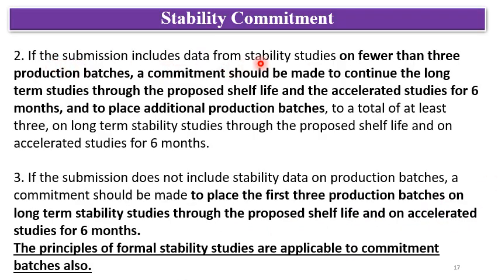Then if the submission includes data from stability studies on fewer than 3 production batches, that means batches are less than 3 batches, commitment should be made to continue long-term stability studies throughout the shelf life and accelerated studies for 6 months, and to place additional production batches to a total of at least 3 on long-term stability studies throughout the proposed shelf life and on the accelerated studies for 6 months. This is nothing but the commitment given by the applicant to the regulatory authority that the applicant will continue the stability studies.